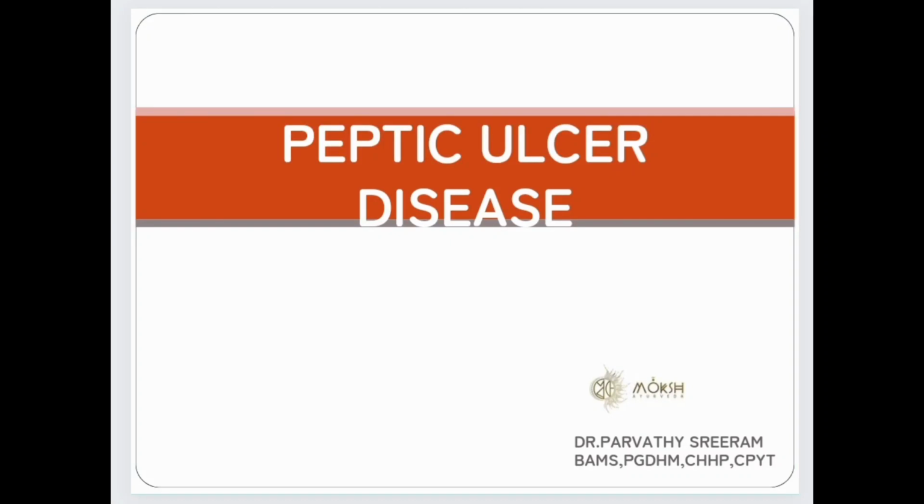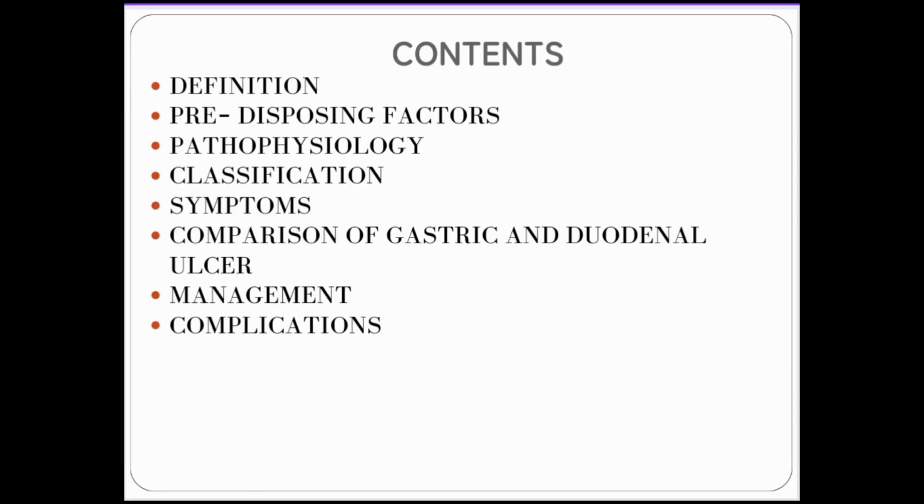So today we are going to be discussing peptic ulcer disease. We will go through the definition, predisposing factors, pathophysiology, classification, symptoms. We will compare what is the difference between gastric and duodenal ulcer. It's a question usually asked for exams or viva. And then we'll go through the management and complications.